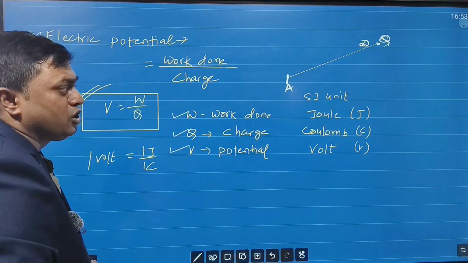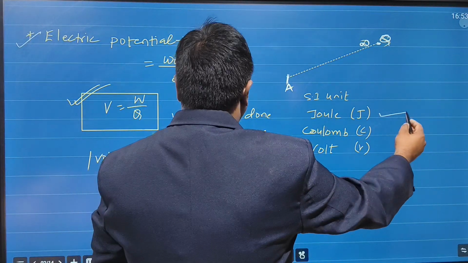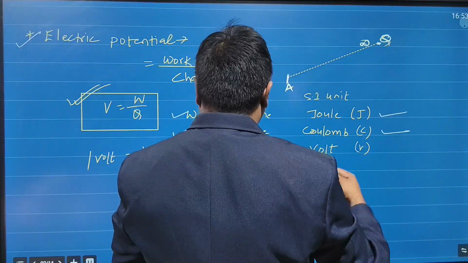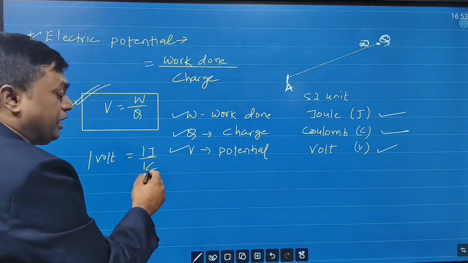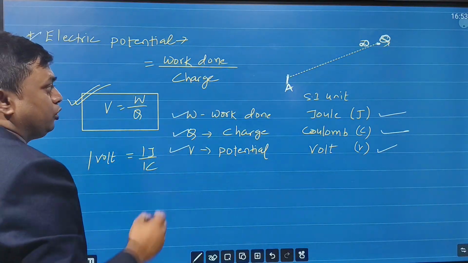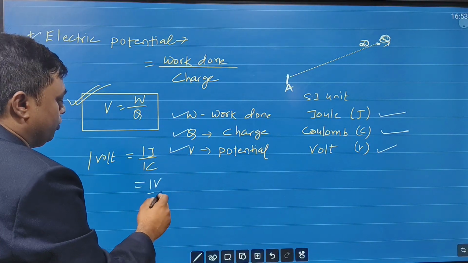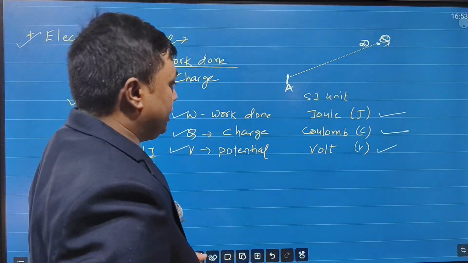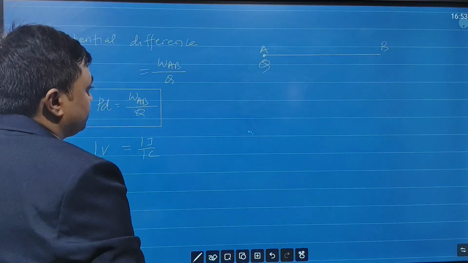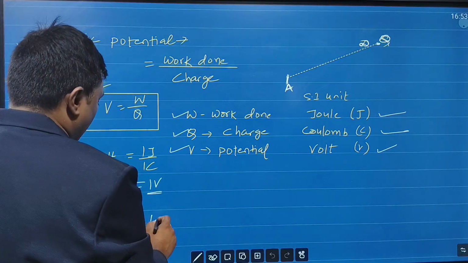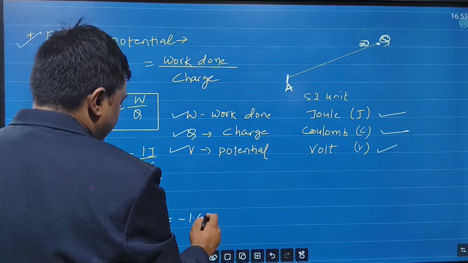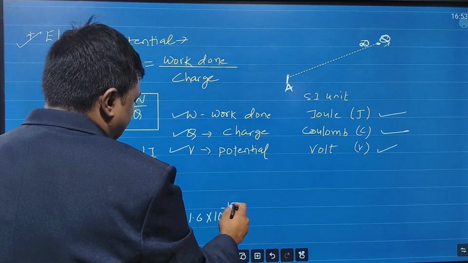The SI unit of work is joule. The SI unit of charge is coulomb. The SI unit of potential will be volt. So if 1 joule of work is done to bring 1 coulomb of charge from infinity to a point, then the potential of that point is said to be 1 volt. Being a good student, you should know the charge of 1 electron. 1 electron has a charge of minus 1.6 into 10 to the power minus 19 coulomb.